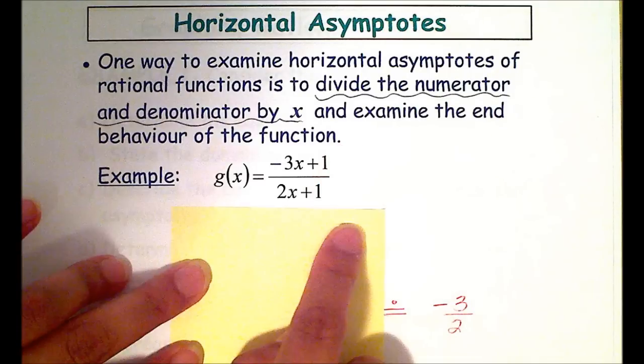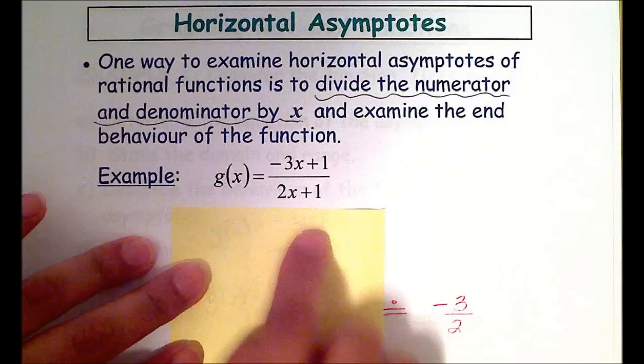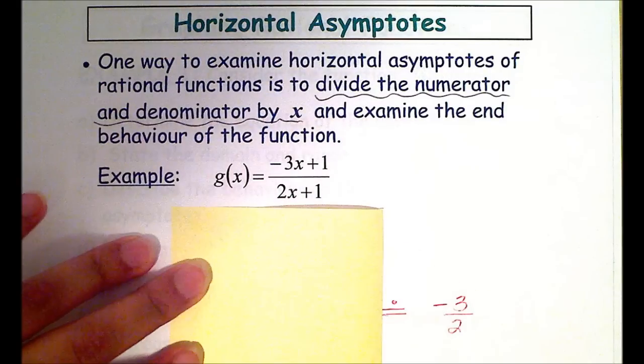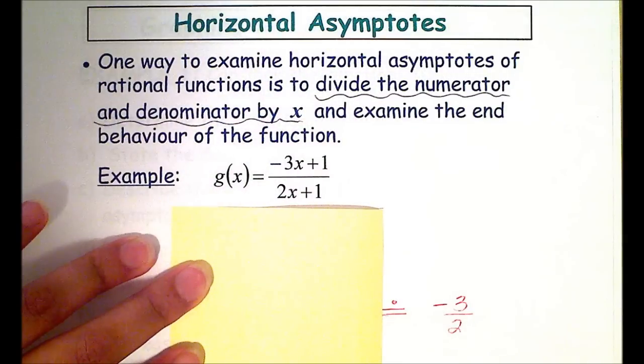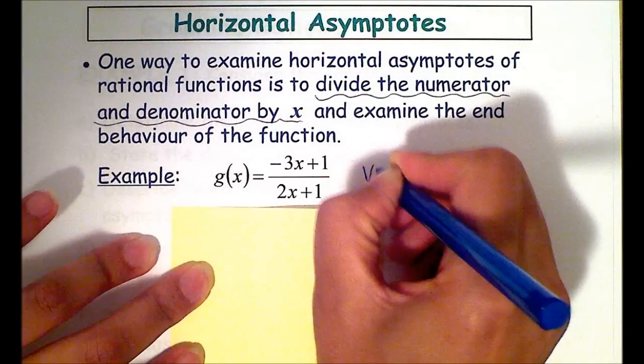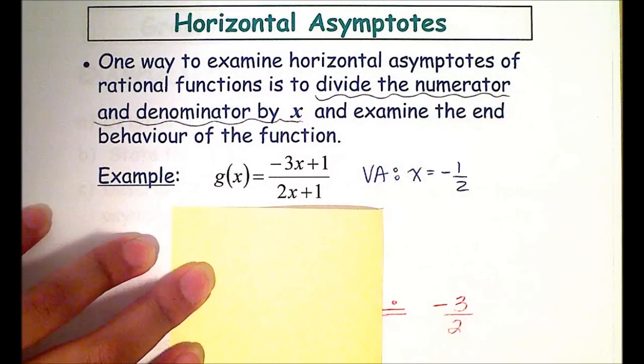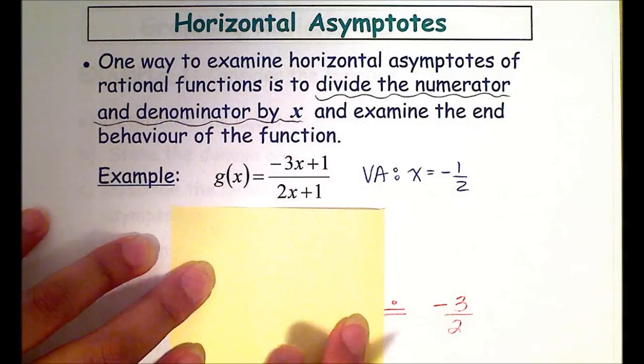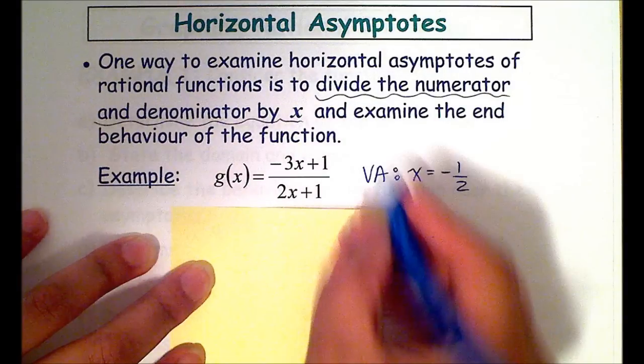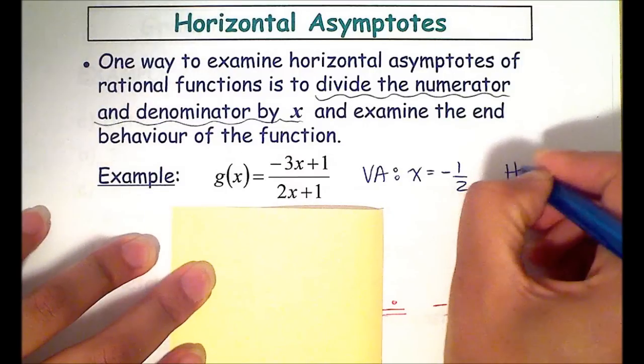Now in this case, when you're trying to figure out the vertical asymptote, it is still the same. You would solve for the vertical asymptote in the same way you did before. So you'd say the vertical asymptote is x = -1/2. But the horizontal asymptote is no longer y = 0. The horizontal asymptote in this case is actually something different.